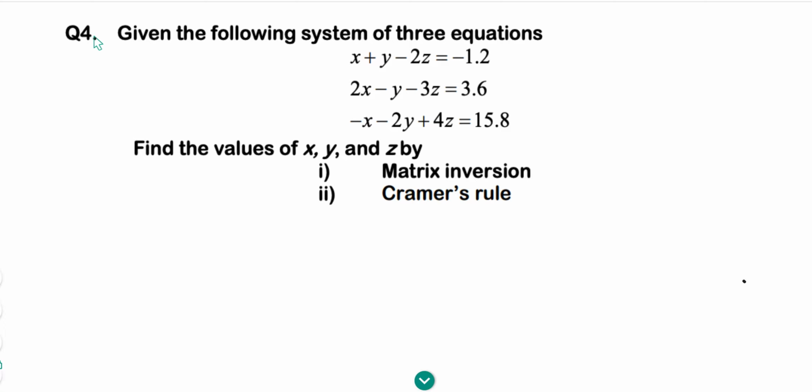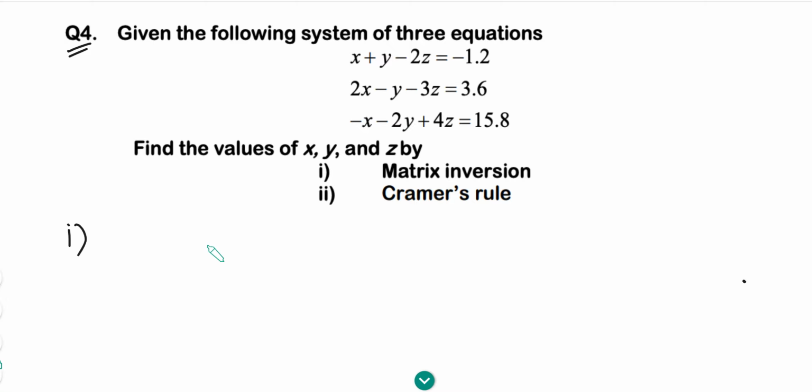Here we actually need to solve question number 4, which is part of our practice material. This question number 4 is: given the following system of three equations, we need to find the values of x, y, and z by matrix inversion, and second through Cramer's rule. So these are three simultaneous equations, and we can solve them using these two different methods. First we will solve using matrix inversion.